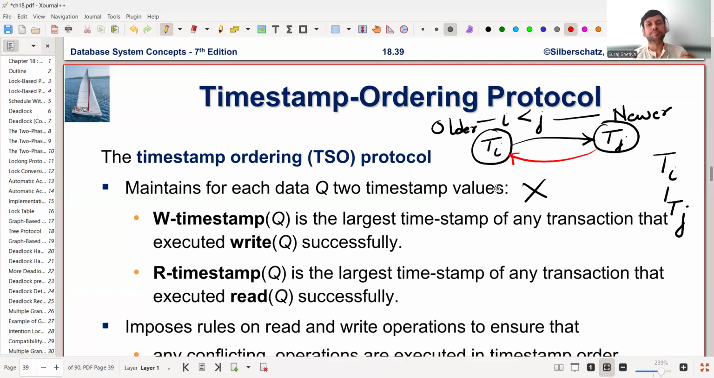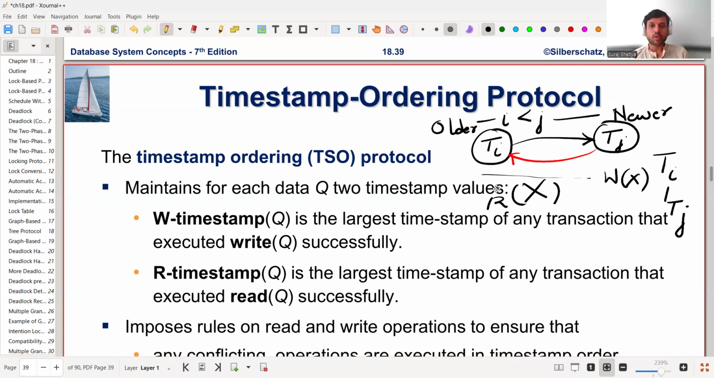Tj is in some sense in conflict with Ti. That is, it is trying to read or write something that Ti, for example, wants to read. That is, Tj has a write of x, followed by which Ti asks for a read of x. In this case, there is a dependence on Tj. Tj has to happen before Ti, and such a thing should not happen, ideally. This should not be allowed in our timestamp based protocol.